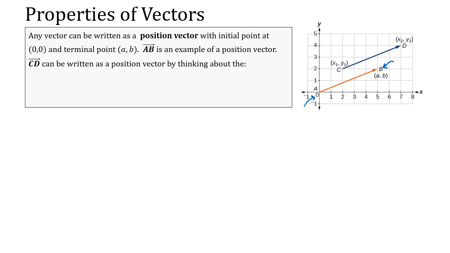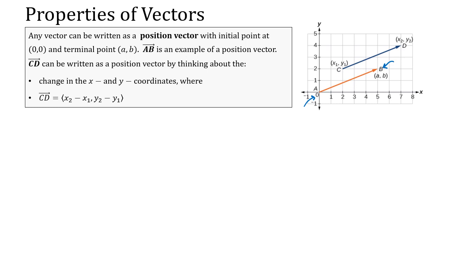Vector CD is not a position vector because vector CD in the picture is not beginning at the origin. However, vector CD can be written as a position vector by thinking about the change in the x and the y coordinates, where vector CD written as a position vector would equal the difference in the two x values and the difference in the two y values.